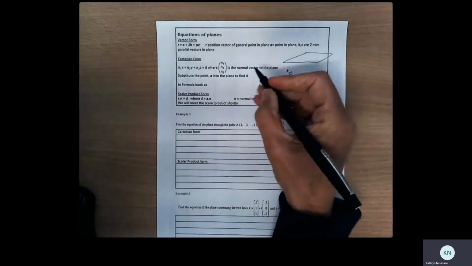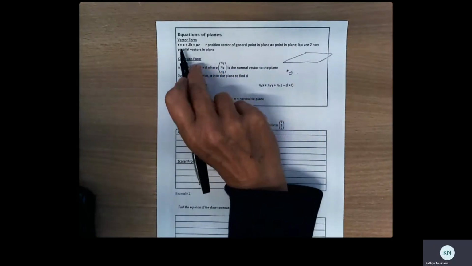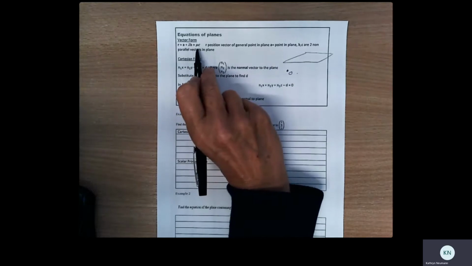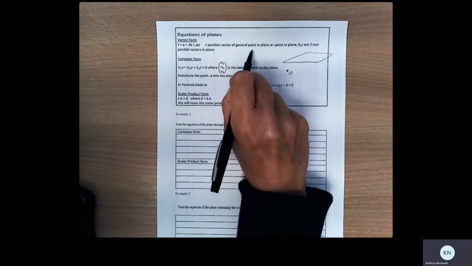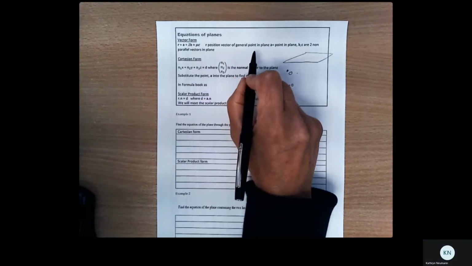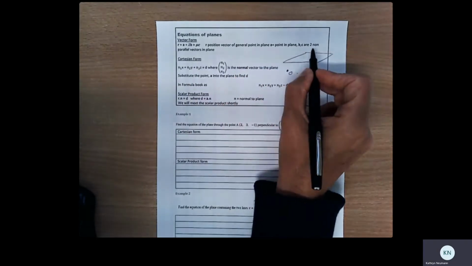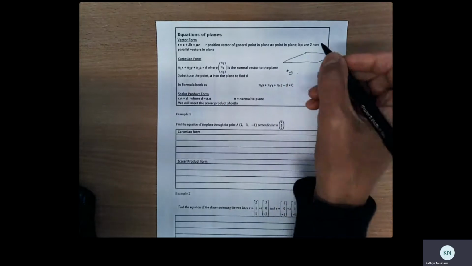So the first one, the vector form, is r equals a plus lambda b plus mu c. And r is a position vector of a general point in the plane, a is a point in the plane, and b and c are non-parallel vectors. So what does all that mean?